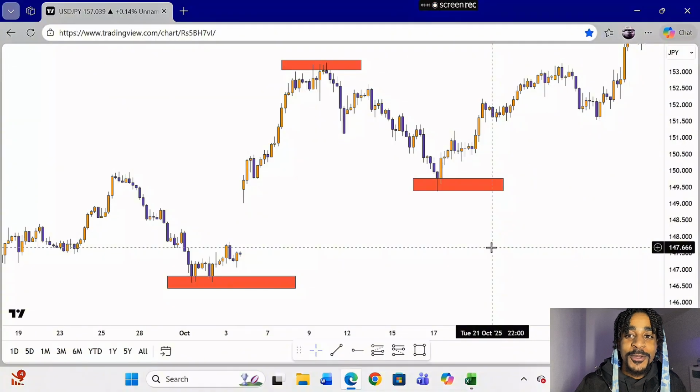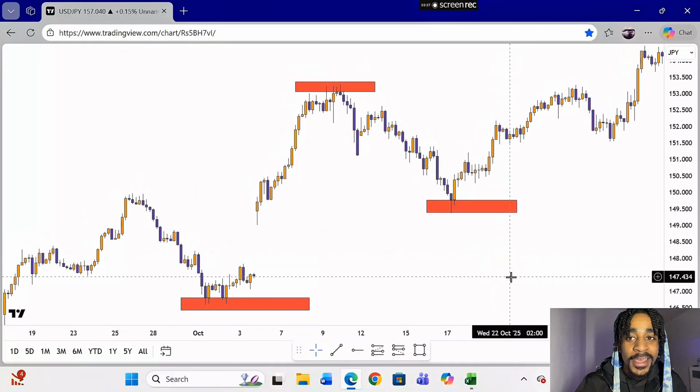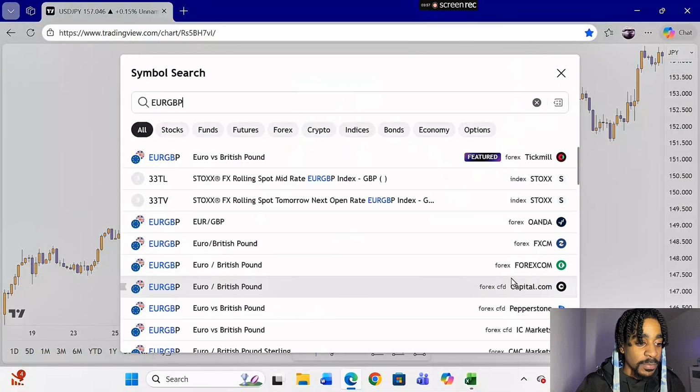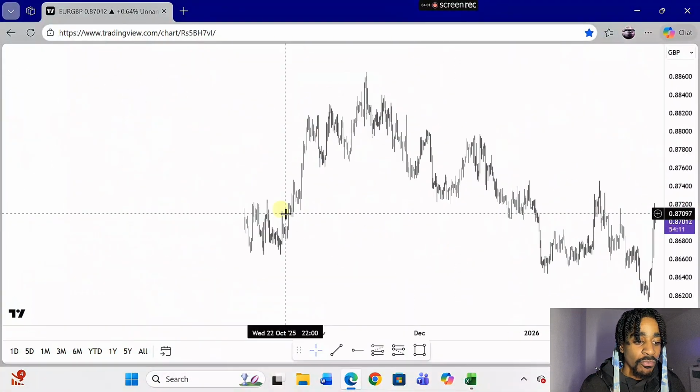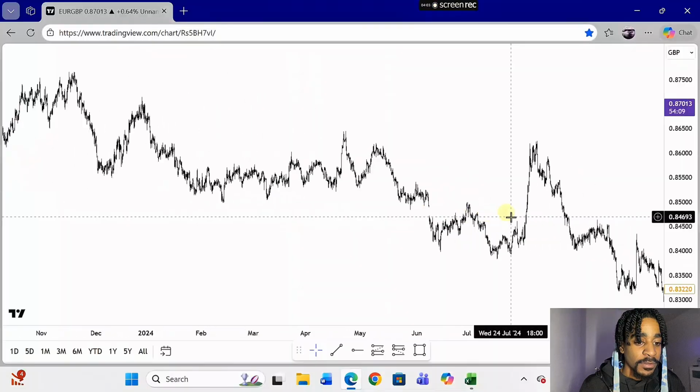So that's just a basic example, and just to show you guys that this is not foo-foo, you know what I'm saying? Like this is no lie. Like you can go on any chart you want and just go through price and see for yourself. I'm going to choose now a pair that I don't actually trade. So Euro GBP, Euro Pound. And again, random point in time. Let's start from here.